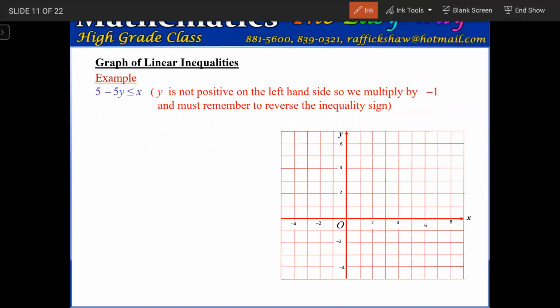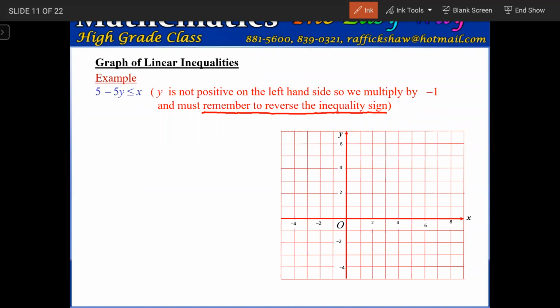By multiplying the inequality by negative one, what do we have to do? Remember to reverse the inequality sign. I put that on the very first slide: when you multiply an inequality by a negative one, you have to reverse the inequality sign. That's why I put that on the very first slide. It is that important. And that's why we say greater than means above when the y is positive, and less than means below when the y is positive. So you have to check out the y on the left side first.